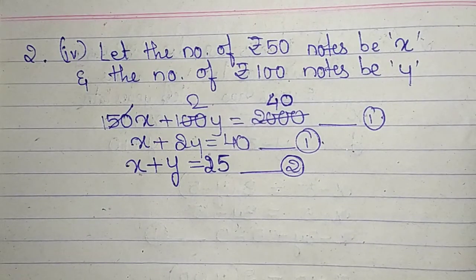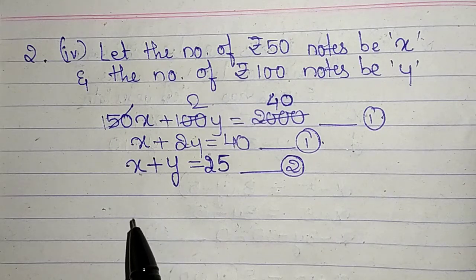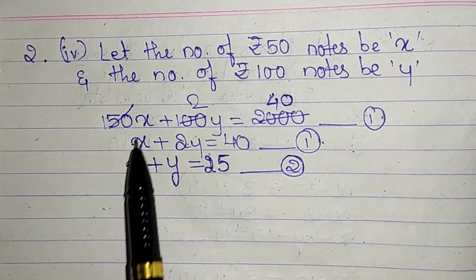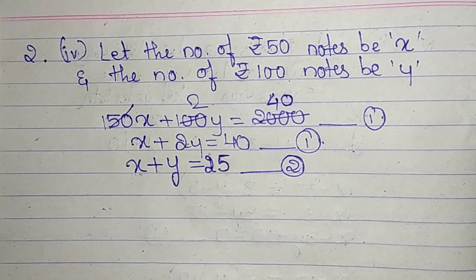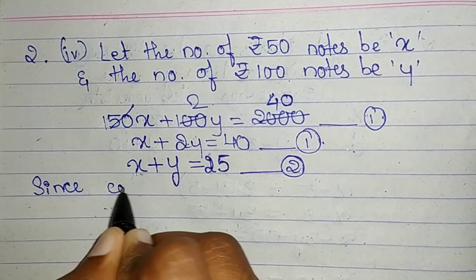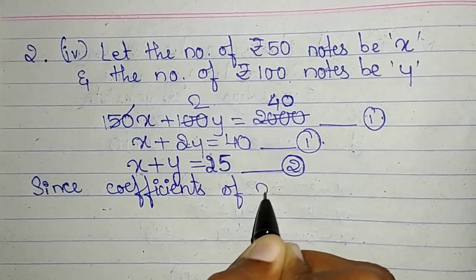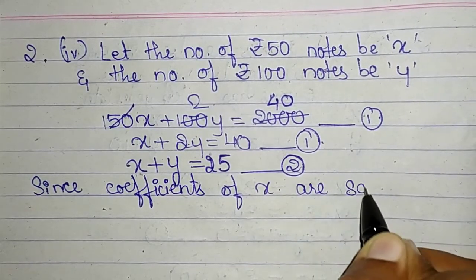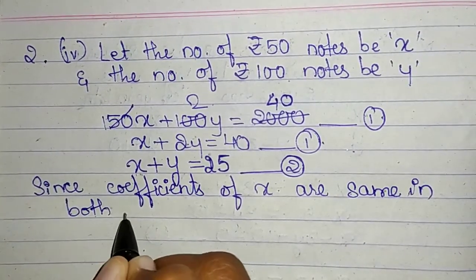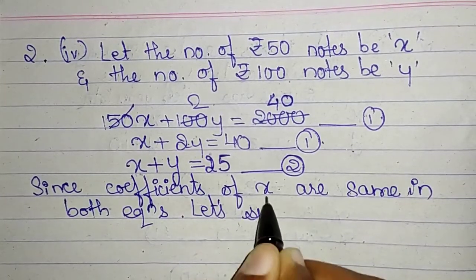Once again, using the elimination, we have to find the values of x and y, because the question is to find how many 50 rupee notes and how many 100 rupee notes Meena received. So here, if you look once again, the coefficients of x are same. So let us directly subtract the equations. Since coefficients of x are same in both equations, let's subtract them.